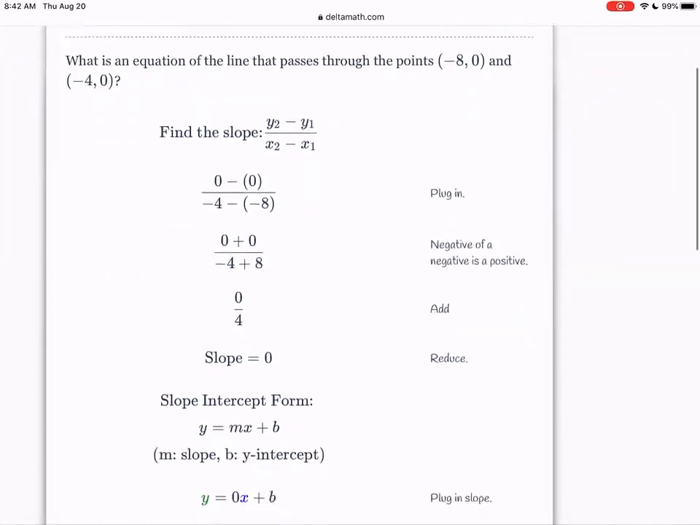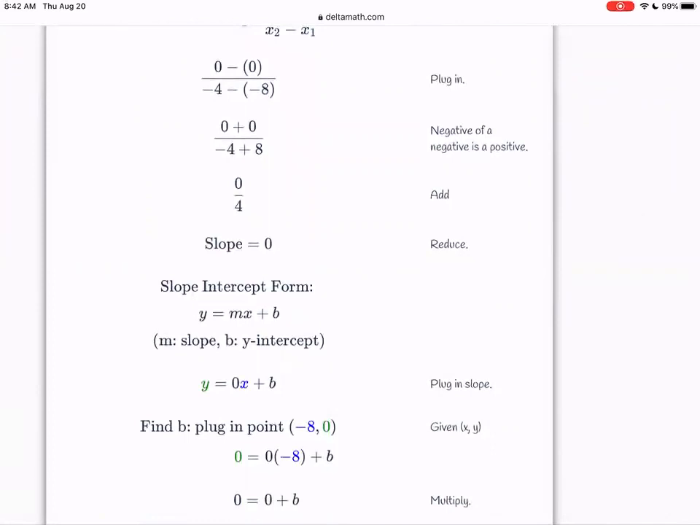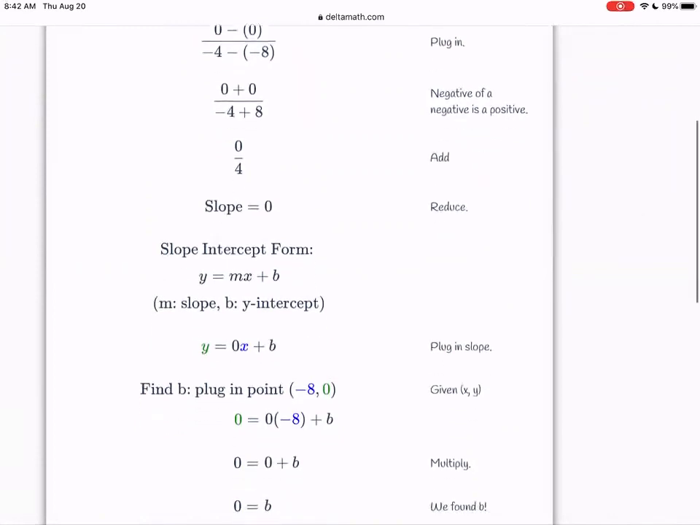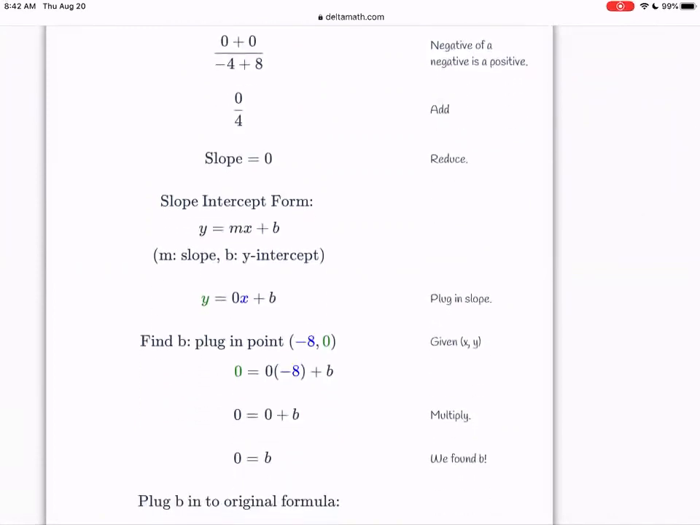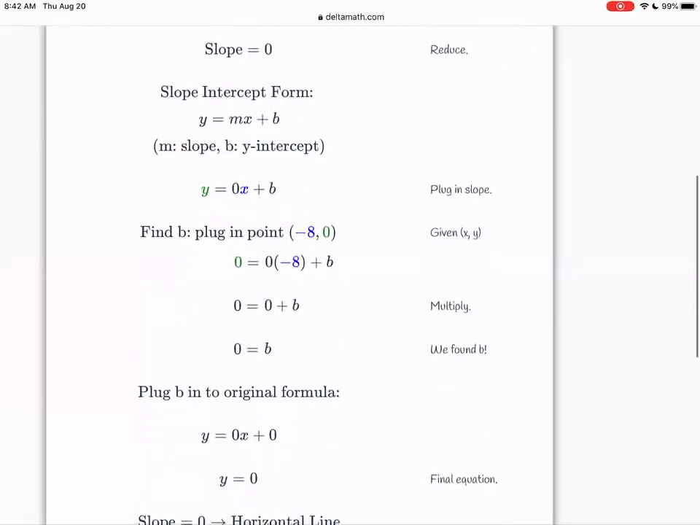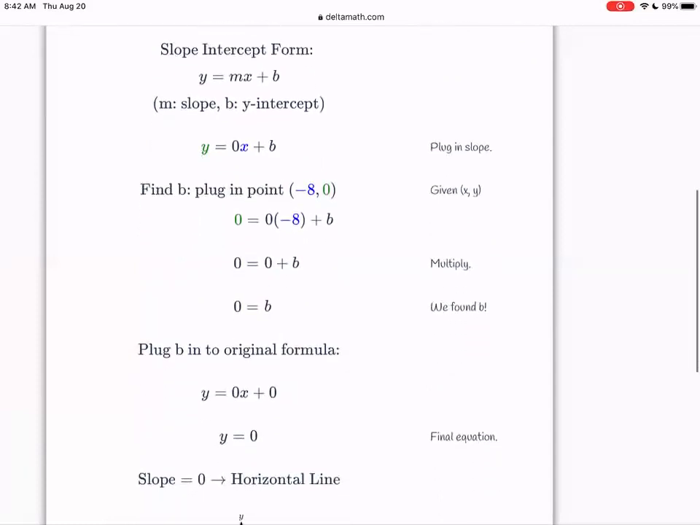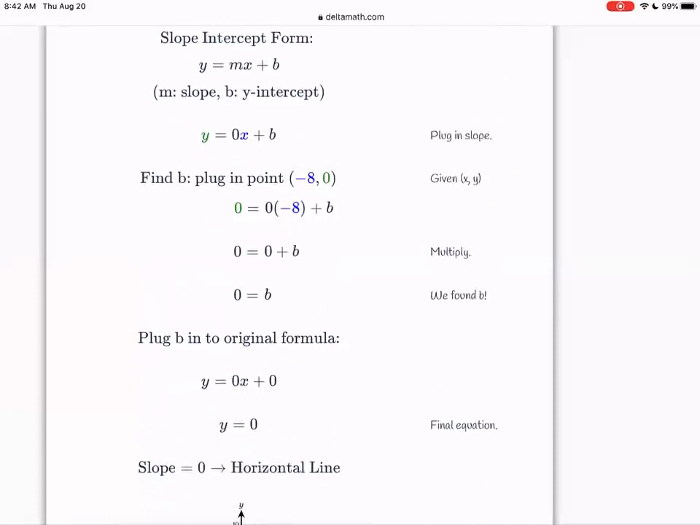So then we plug it into the equation y equals mx plus b. y is equal to 0x plus b because our slope is 0. It's a horizontal line. And then continue, and solve for the b value. And in this case, the b value is also 0. So when you plug in b to the original formula, y is equal to 0x plus 0, and then you simplify it, you get your final equation of y equals 0. So a slope of 0 gives you a horizontal line.